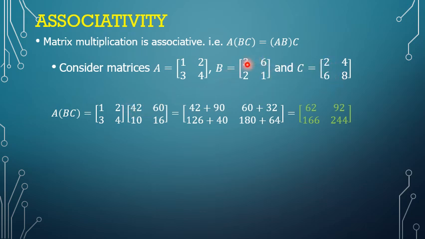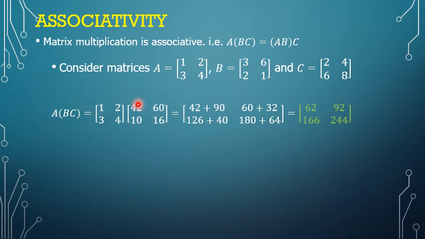And then the next one will be 3 times 4, you get 12, plus 6 times 8, you get 48. When you add them together, you get 60. 2 times 2, you get 4, plus 1 times 6 is 6, so 4 plus 6, you get 10. Then 2 times 4 is 8, plus 1 times 8 is 8, so 8 plus 8 is 16. So now this is matrix BC multiplied by matrix A, so it will be A times BC.